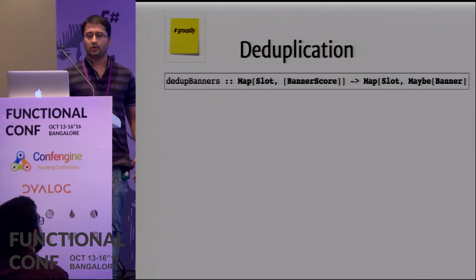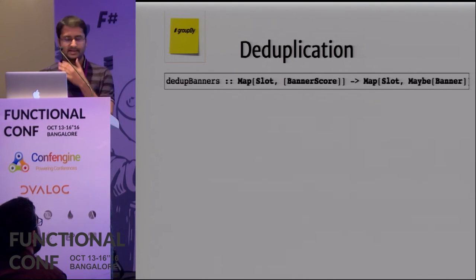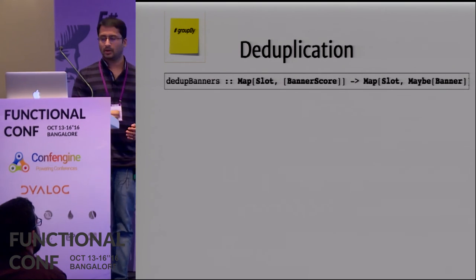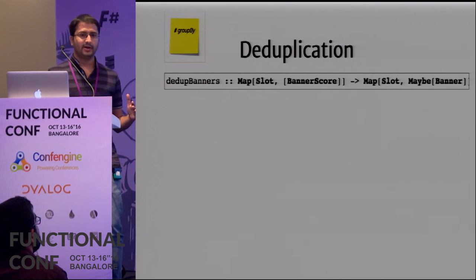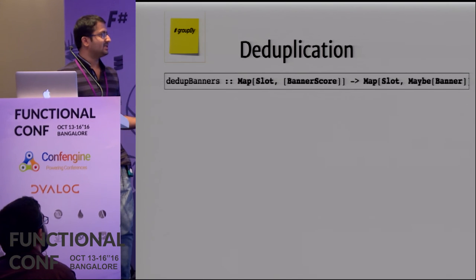One way to implement dedupe: the type signature for dedupe takes a list of banner scores as input and returns an optional banner as output. It's optional here because at the end of dedupe, you can even end up making the whole slot empty. So it's representing whether a banner is present or not.